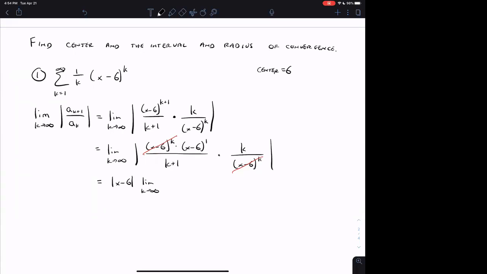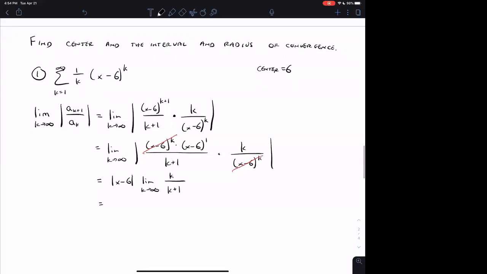The other thing on top is k. Because k is approaching infinity, we know k is positive. So you can take k out of the absolute value, but you cannot take k out of the limit because it's as k goes to infinity. Same thing on the bottom. K plus 1 has to be positive as k approaches infinity, so it can come out of the absolute value, but it does change as k goes to infinity, so you leave it in the limit. Any questions up to there? The limit as k goes to infinity of k over k plus 1 is 1.